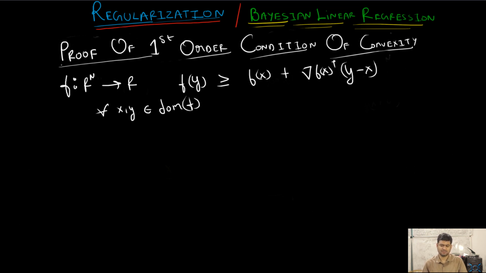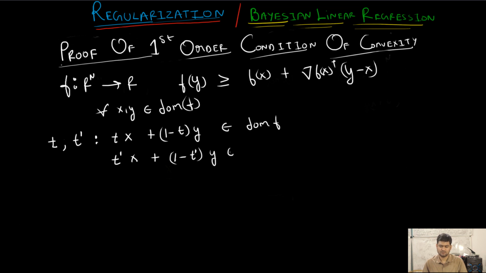So now let's assume that there are points t and t prime such that t times x plus 1 minus t times y belongs to the domain of the function. Since the domain of the function is a convex set, we can always find a scalar t and t prime such that this also belongs to the domain of the function. Likewise, t prime x plus 1 minus t prime y also belongs to the domain of the function.